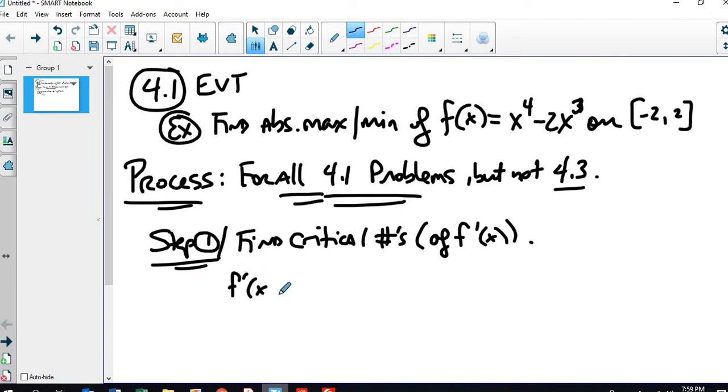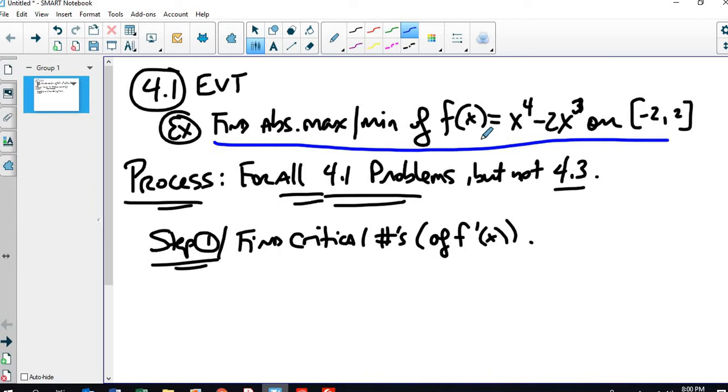F prime of x, in this case, I'm going to write the problem itself in a different color so that you guys can kind of delineate the example, which is this part that's going to be in blue, from the basic stuff. So we find f prime of x, take the derivative. That's pretty simple to do. We get 4x cubed minus 3 times 2 is 6x squared. Okay, simple enough.